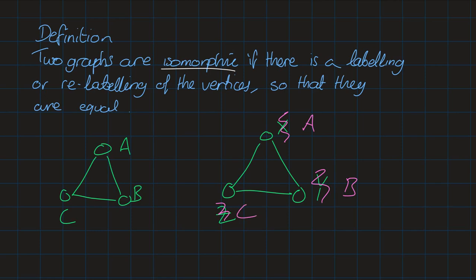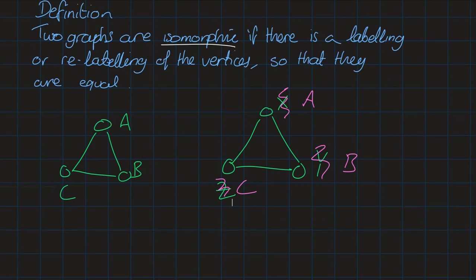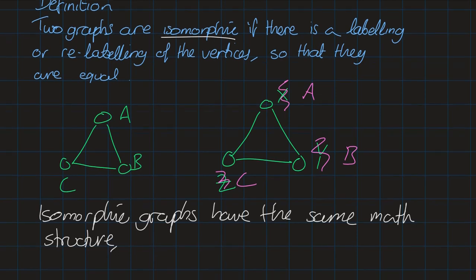That's what isomorphic means. You ignore what the vertices are actually called. In fact, they don't have to be called anything. You can talk about isomorphic graphs which are not labeled. The most important thing to keep in mind is that isomorphic graphs only care about the underlying mathematical structure. Isomorphic graphs have exactly the same mathematical structure, but the vertices might have different names.